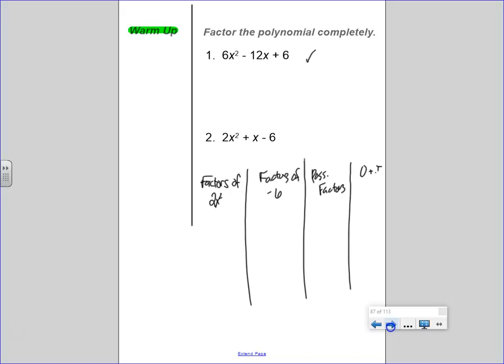Outer plus inner. The sign thing is changed, right? Yes. The last term is negative, so the signs must change. So we don't know much, but we do know that one needs to be a negative and one needs to be a positive. Or a positive and a negative, however you do it.